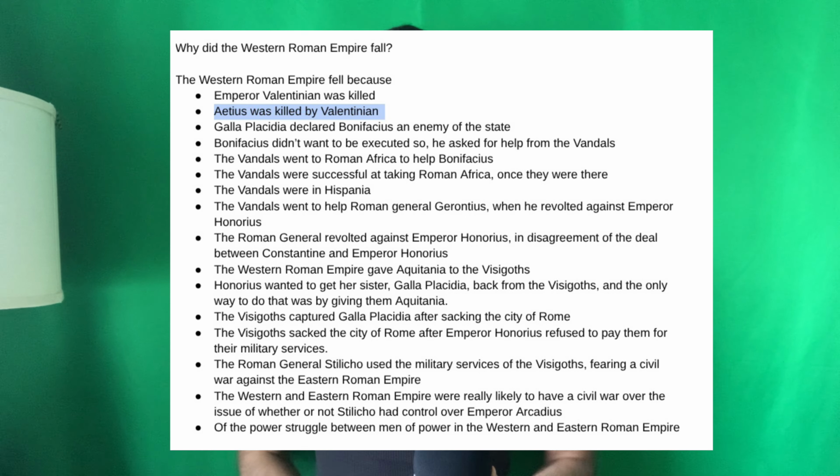Nobody could. So it is obvious that the death of Valentinian was a big reason why the Western Roman Empire fell. The Western Roman Empire fell because Aetius was killed. I think that this is another one that is extremely obvious. The reason that is really important is because Emperor Valentinian was killed because he, Valentinian, killed Aetius. So we have this domino effect where if Emperor Valentinian didn't kill Aetius, then Valentinian wouldn't have been killed, and that wouldn't have led to the period of instability after Emperor Valentinian's death.